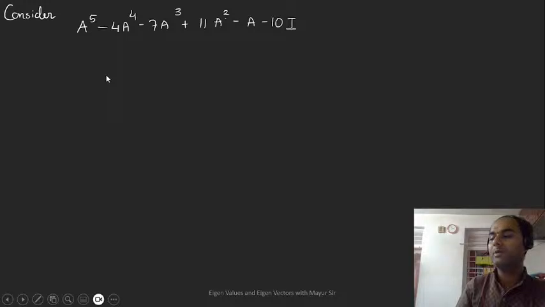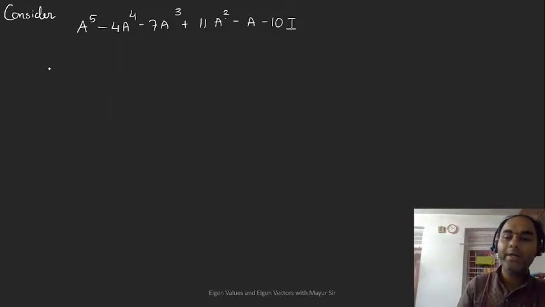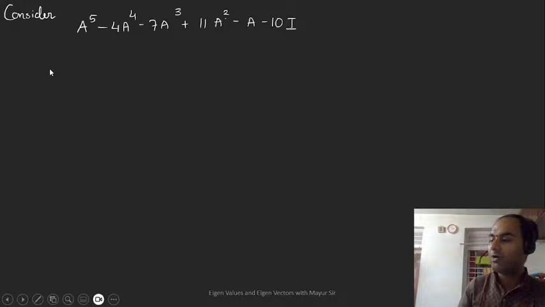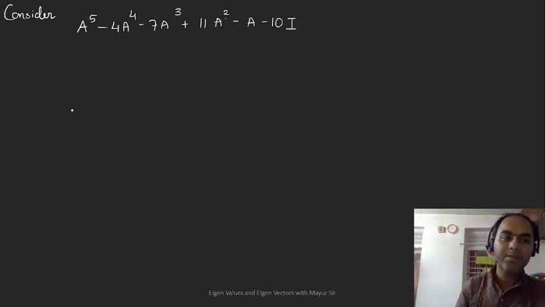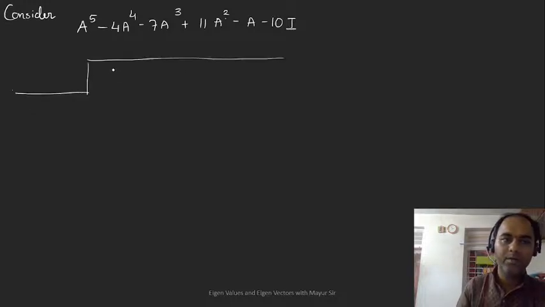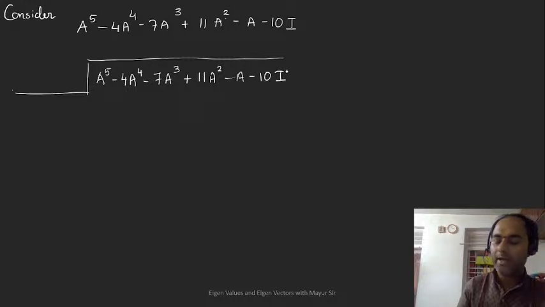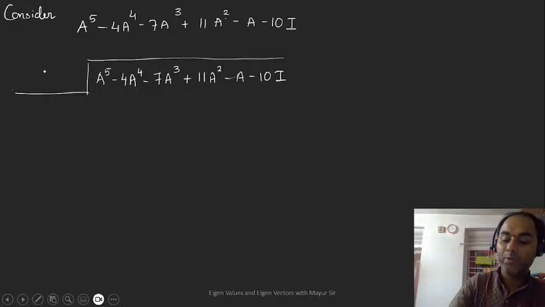So what do you do? You use the Cayley-Hamilton theorem. Now how do we do it? In school level we have learned the technique of polynomial division, right? So we will do that polynomial division over here. We consider this division: A raised to 5 minus 4A raised to 4 minus 7A cube plus 11A square minus A minus 10I, and you divide this by the characteristic polynomial.